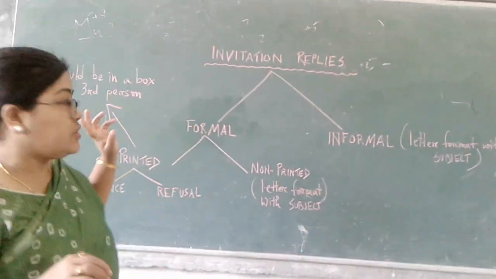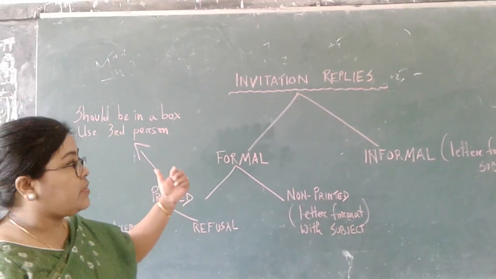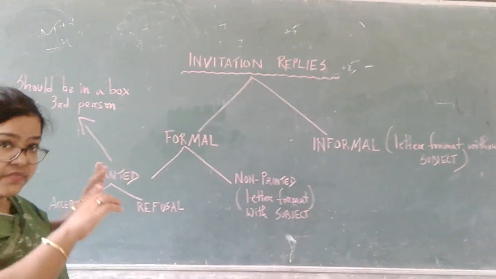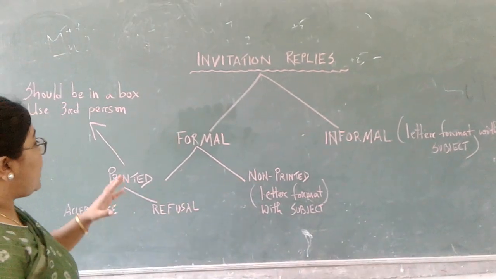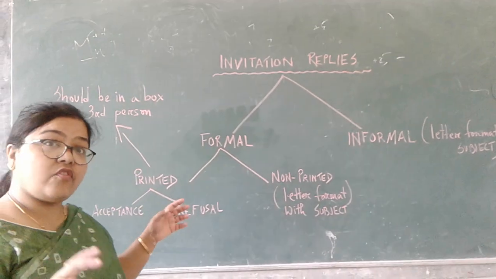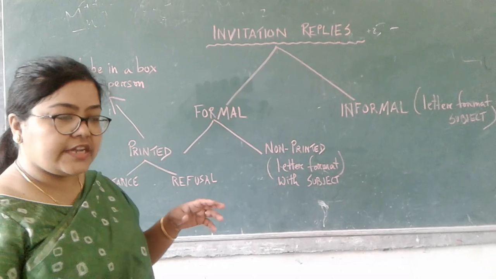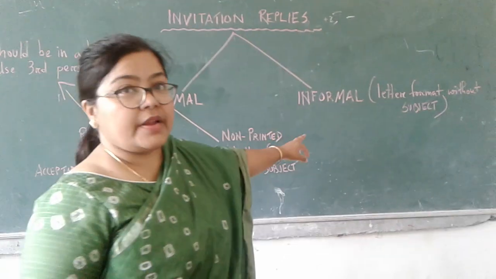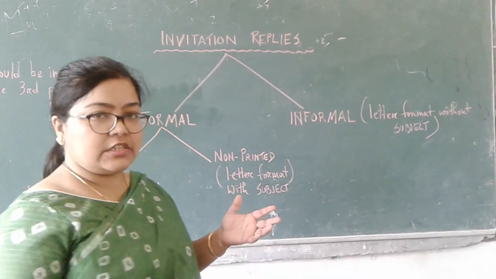You can see here I have written over it. Invitation reply again has 2 parts. One is formal reply and another one is informal reply. Then formal reply again is divided into 2 sections, that is printed, non-printed, right? And then printed reply, again there are 2 types of reply: formal reply of acceptance and formal reply of refusal. I'll come to it later, what is acceptance and what is refusal. Then we have informal reply. Informal reply, as I have written over there, is like a letter format. We will deal with it later on.